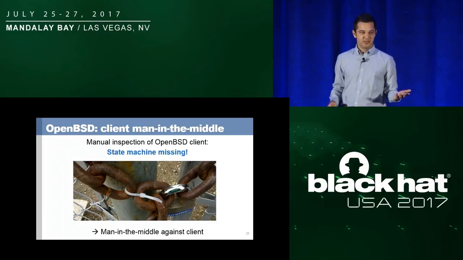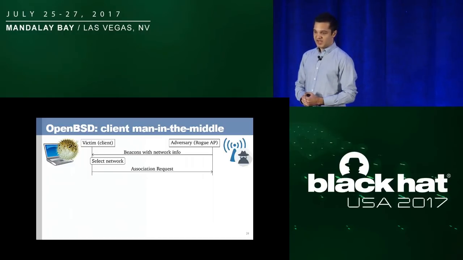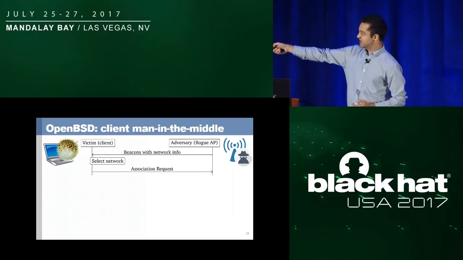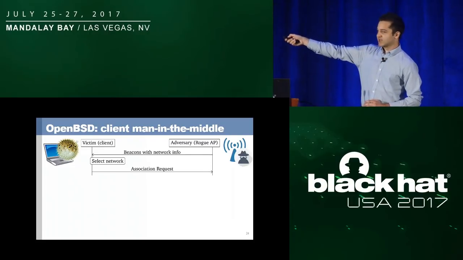So how does this man-in-the-middle attack work? We again have our client here, and now we are targeting the client, so it's the OpenBSD client that we are targeting, and we are setting up a rogue access point.